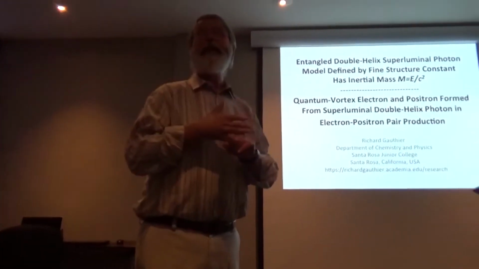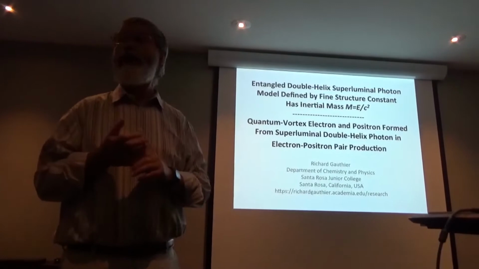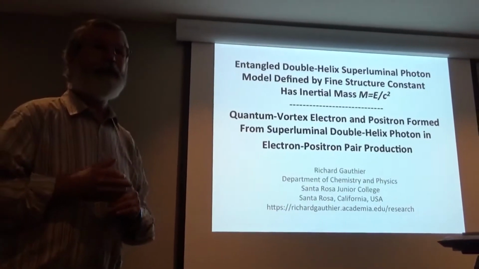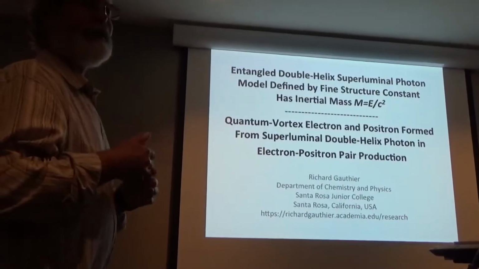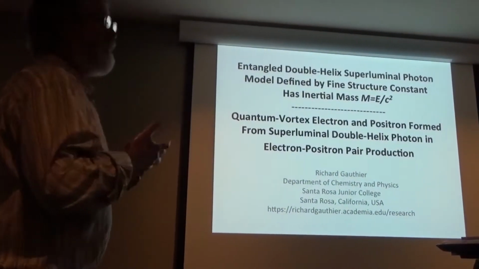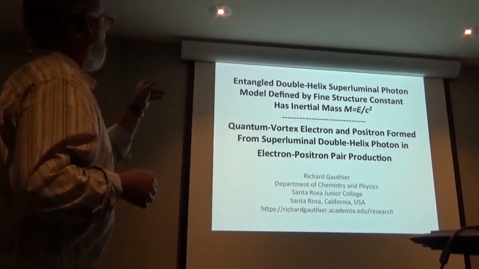The general theme is, can you make an electron from a photon or a photon-like object? I've been thinking about this for quite some years and tried different things. This is a work in progress, but it feels like it's getting somewhere. Okay, let me just read these.